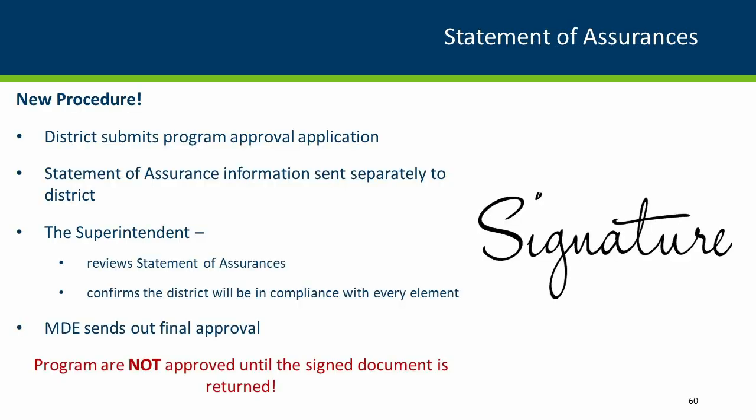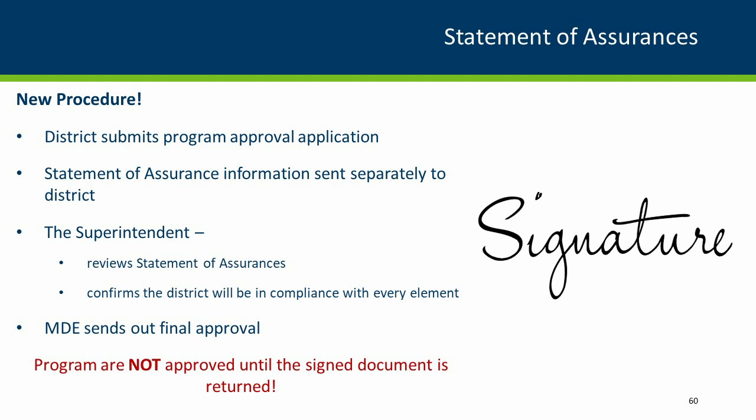Now, finally, I want to talk about one last item. It's about our statement of assurances. In the past, this was part of the form that you filled out. You had your superintendent sign it. They had to initial it. This year, we're doing a different process. It's going to be a separate process.